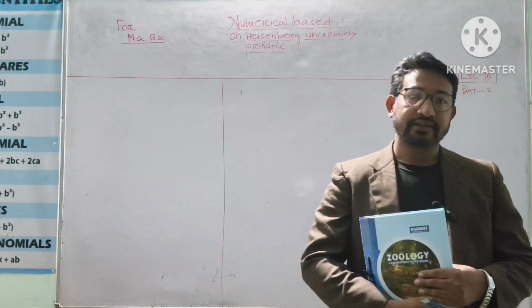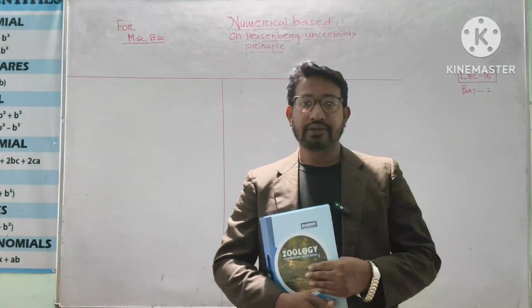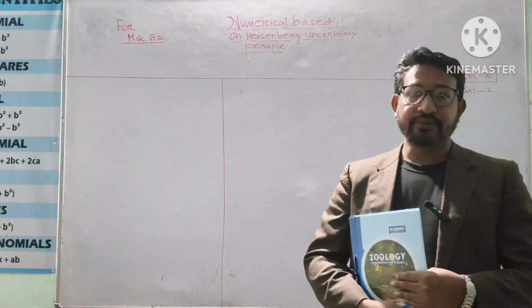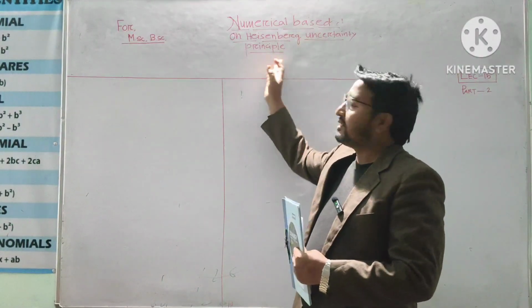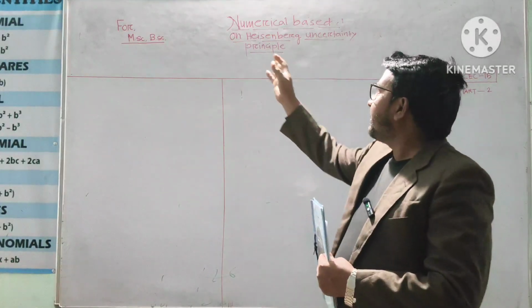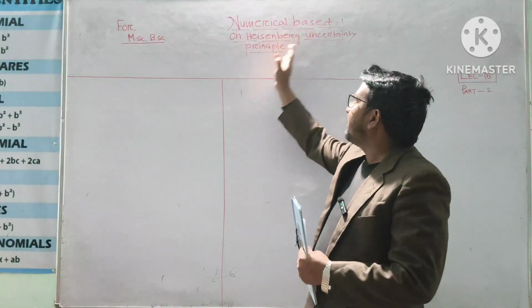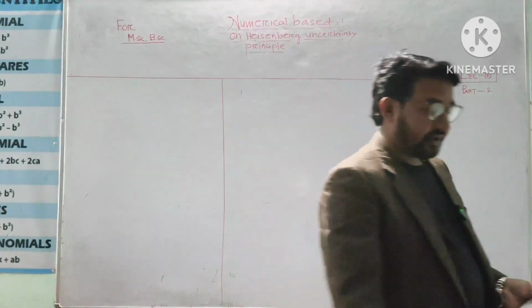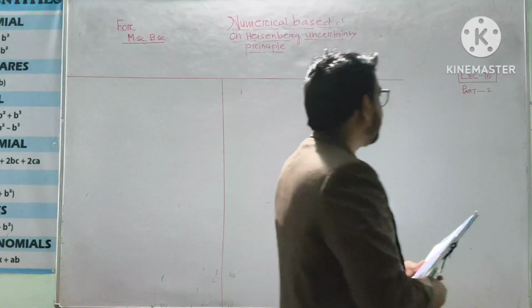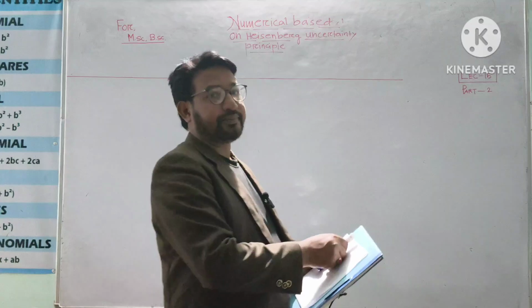My dear students, today we are going to discuss some important numericals based on the Heisenberg uncertainty principle. First of all, a little bit of concept about the Heisenberg uncertainty principle.